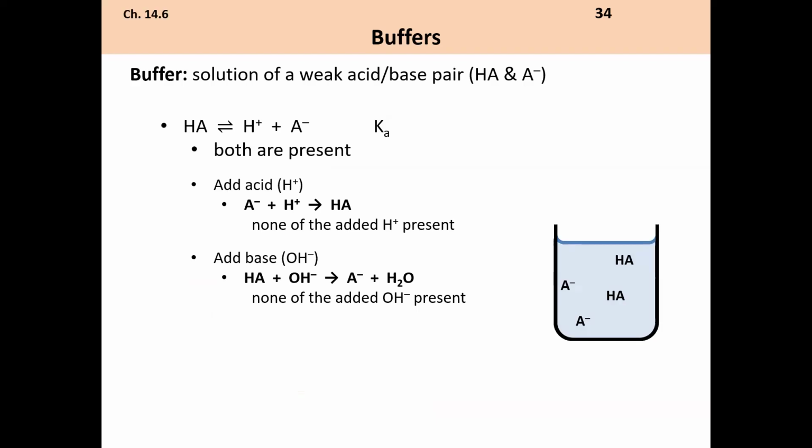In this slide, I just made it a little more generic. If I have my acid HA and my base being A minus, there is an interconnection between the A minus and the HA. A minus, if you add an acid, produces HA. HA, if you add an OH minus, gets converted to A minus.